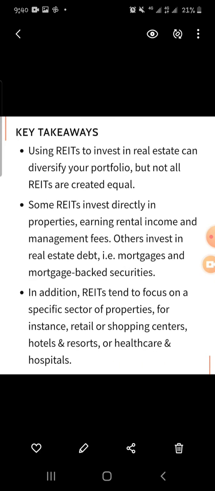So the key takeaway from the REITs is that using REITs to invest in real estate can diversify your portfolio, but not all REITs are created equal. Now, real estate is a form of diversification of investment. If you know the investment industry very well, real estate is an illiquid industry. It's not like the stock where you can liquidate your capital.